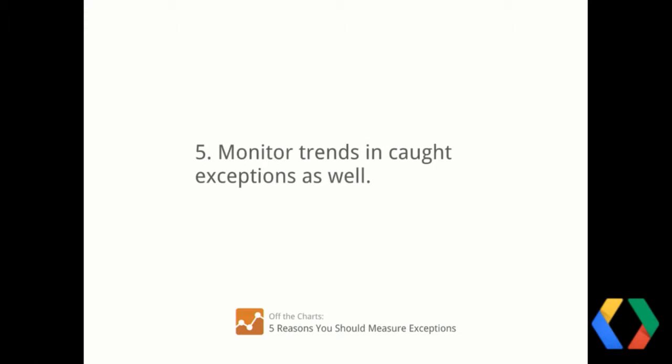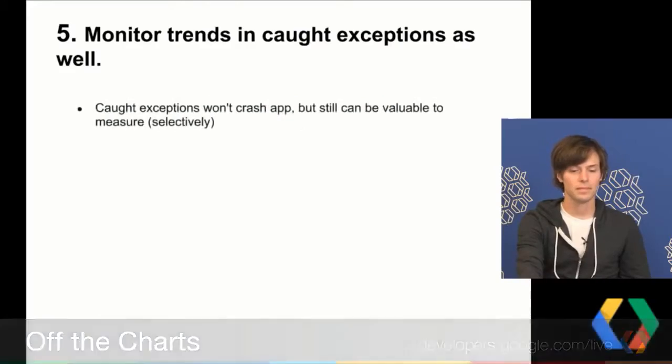So the last thing I wanted to talk about was monitoring trends in caught exceptions as well. A lot of what I've been talking about is measuring crashes, so these are uncaught exceptions. But there's a lot of cases in your app where you're expecting that exceptions might be thrown and you're catching them and handling them gracefully, in a way that the app does not just boot the user back out to the home screen, as it would in a crash. So there's a lot of value in measuring some of these. I wanted to talk about this one as well.